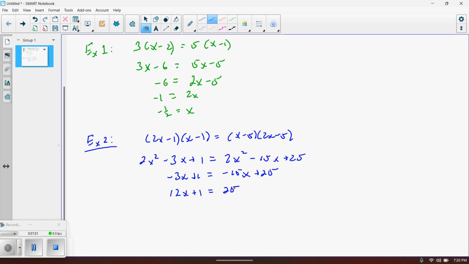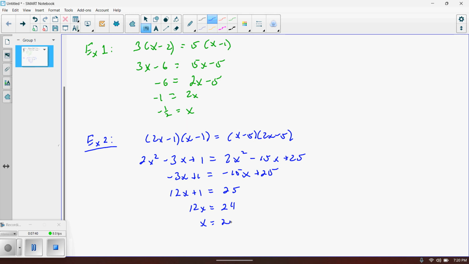Sorry, this pen likes to drag. I'm really not trying to do that with these 5s especially. We'll subtract 1 from both sides. So 12x equals 24. Dividing both sides by 12, you get that x equals 2.